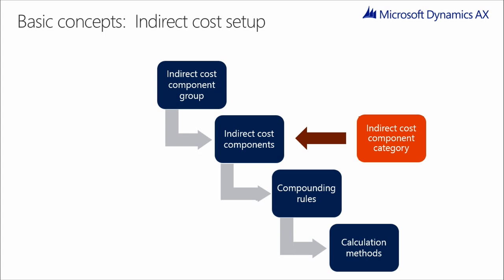Indirect cost component groups also contain compounding rules in terms of if you want to have one indirect cost be attributable to another indirect cost, as well as the calculation methods that you use to calculate the indirect cost, either based on a unit or a percentage of a base amount or compounded amount. Once you've set up your component groups, you assign it to a project. There can only be a one-to-one relationship between a group and a project.